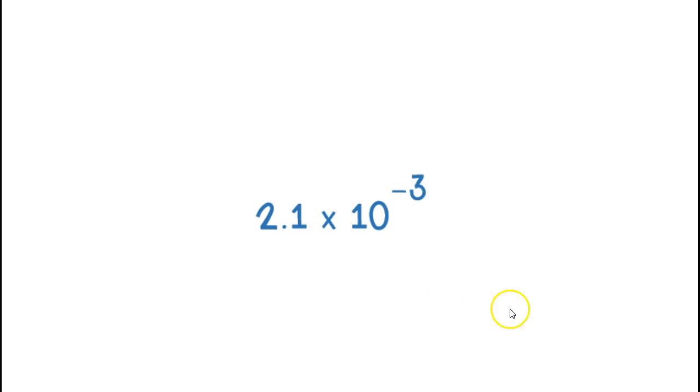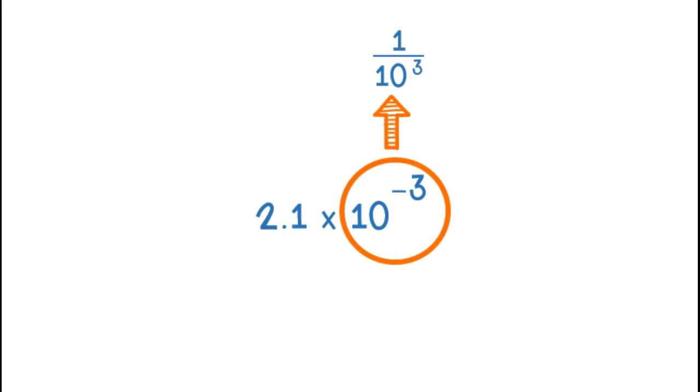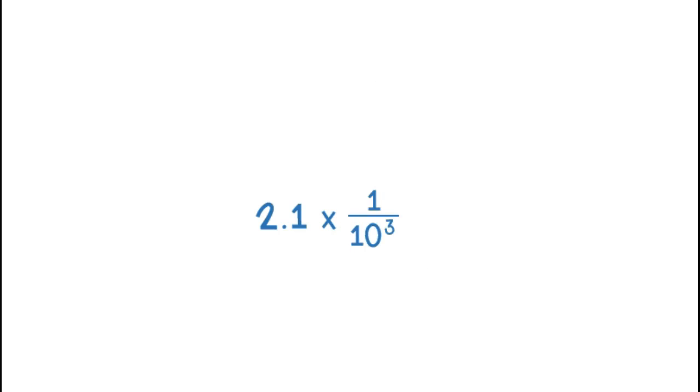Let me give you an example of a scientific notation with a negative exponent, meaning this is a small number. 2.1 times 10 to the negative 3rd power. We know that 10 to the negative 3rd power is the same thing as 1 over 10 to the 3rd power. So 2.1 times 1 over 10 to the 3rd power is the same thing as 2.1 divided by 10 to the 3rd power, or 2.1 divided by 10,000.